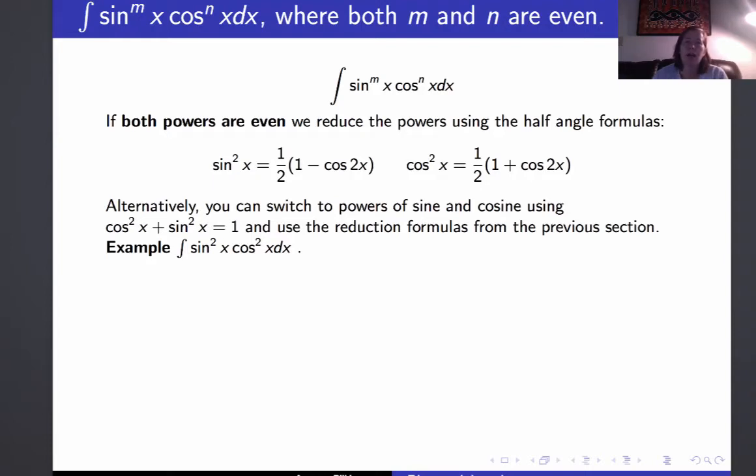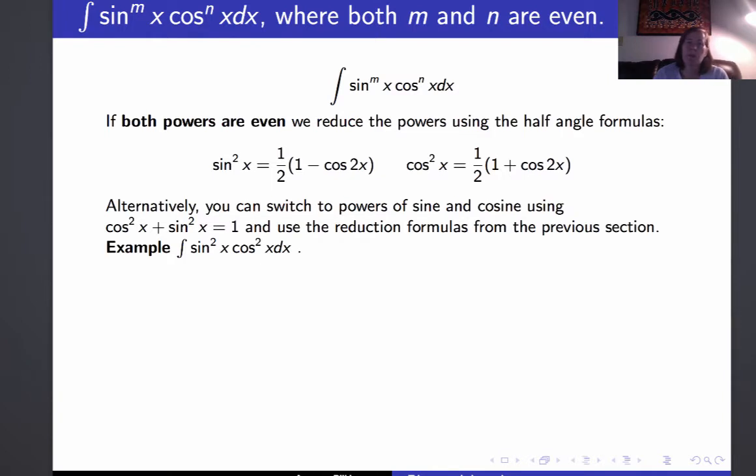Now let's look at the integral of sine to the m times cosine to the n, where both powers are even. In this case, neither of our previous substitutions are going to work because we can't split away that extra cosine or sine to act as the derivative du, and at the same time be able to convert everything else to either sines or cosines.